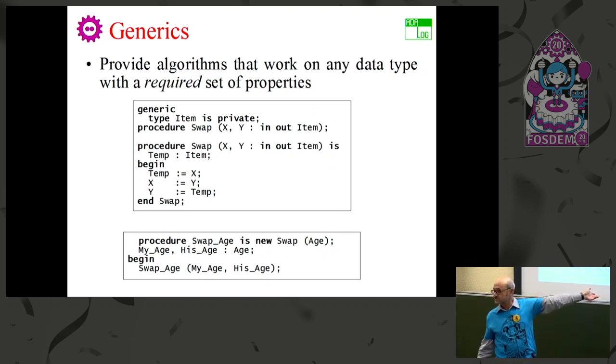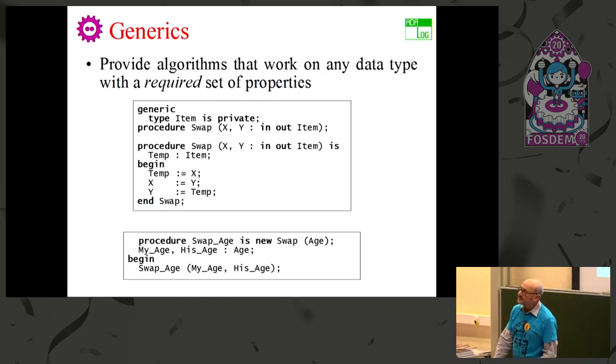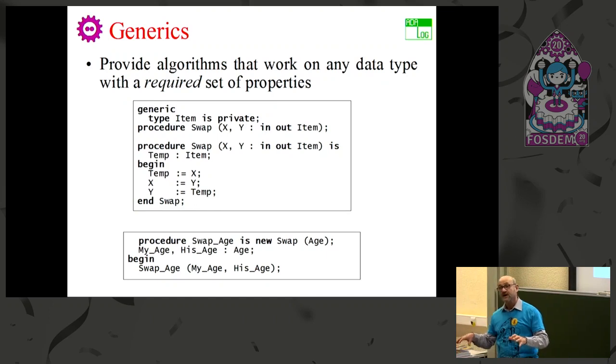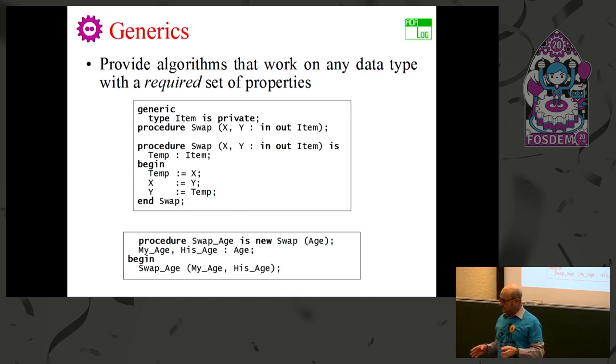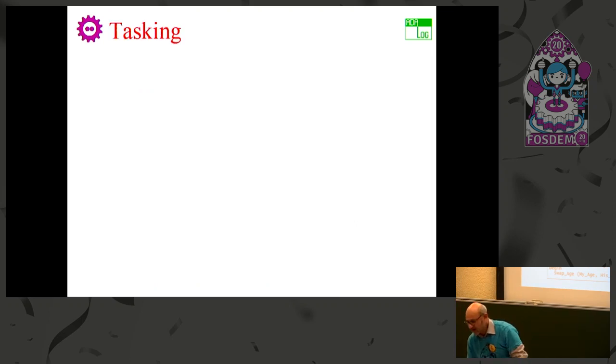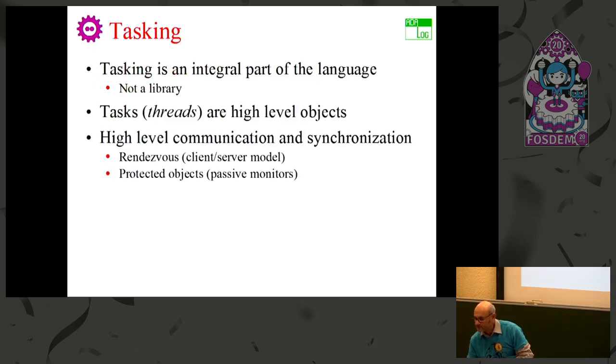You can ask the compiler to build a procedure swap edge by taking that generic swap and replacing everywhere item by edge. Okay, but there is a major difference between Ada generics and C++ templates, in that generics are compiled, checked. And provided that the type or any other thing that you provide match the requirements, then the instantiation is always correct. You don't check at compile time if it's correct, it works.